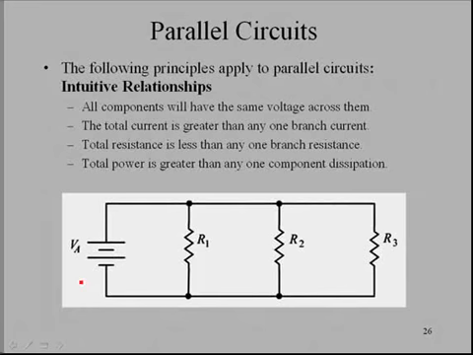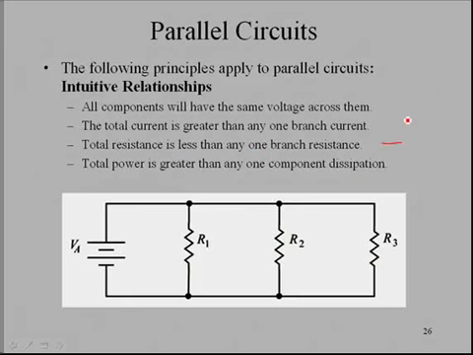Okay, the following principles apply to parallel circuits. All components will have the same voltage across them. The total current is greater than any one branch current, and we will see that as we look at our circuit calculations. We'll find that the total current will be the sum of all 3 component currents added together.